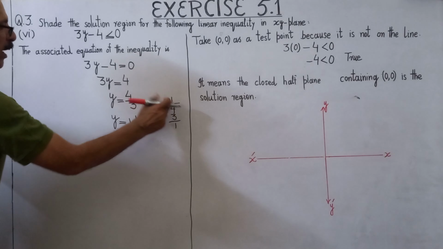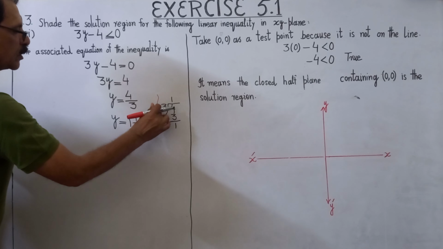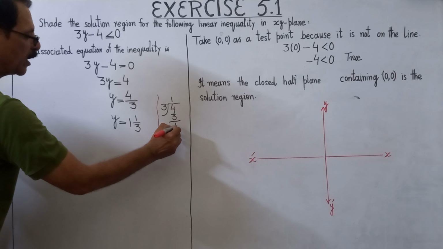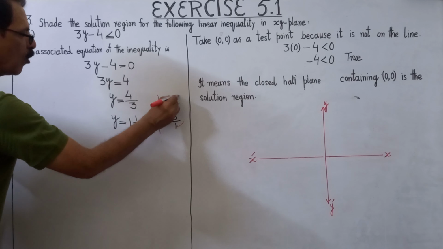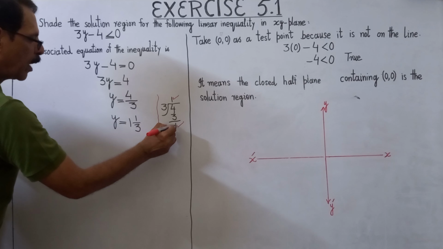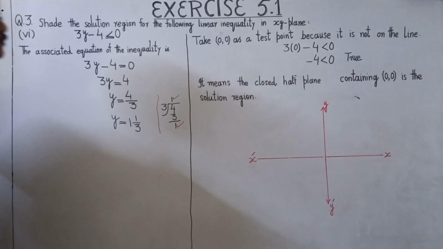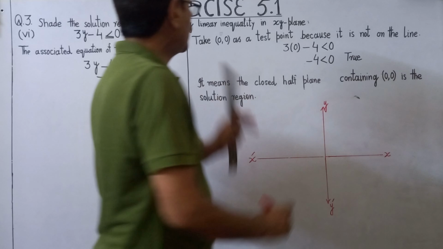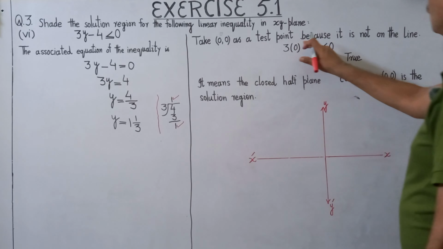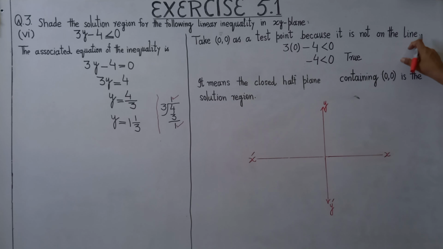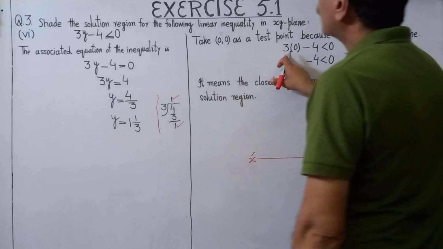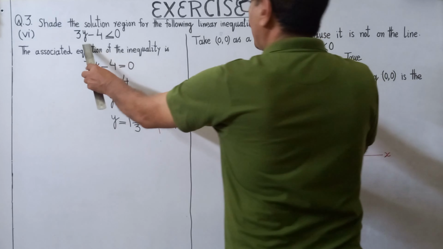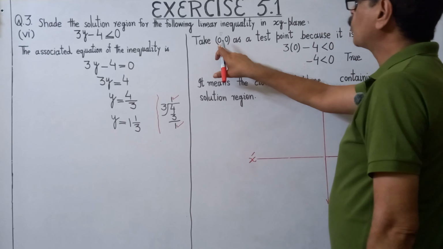Now divide 4 by 3. 3 ones are 3, remainder is 1. So you will write it y is equal to 1 whole 1 by 3. Take 0, 0 as a test point because it is not on the line. Here there is no x, so no need to put this value.